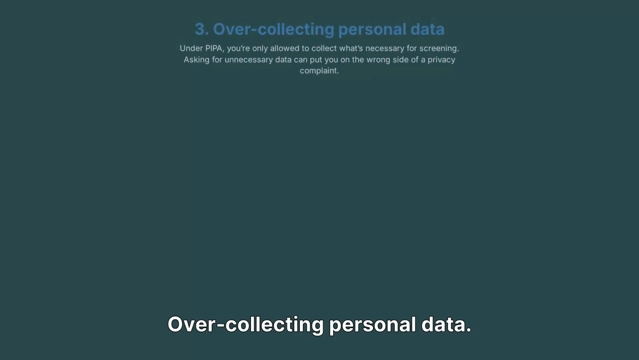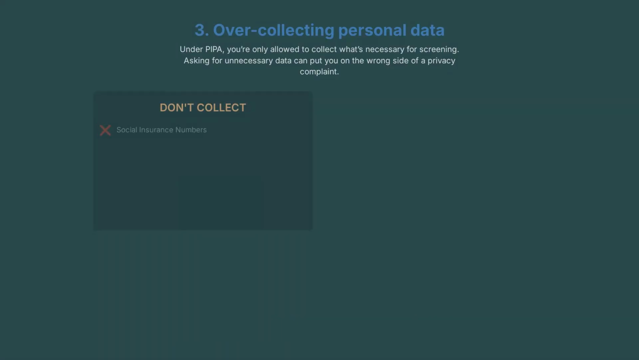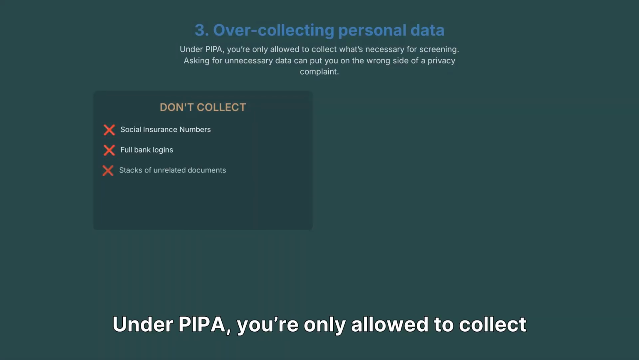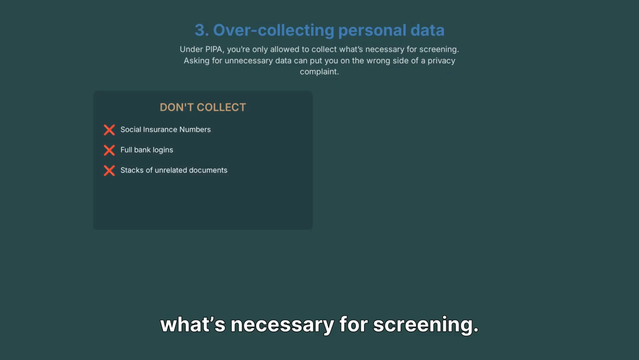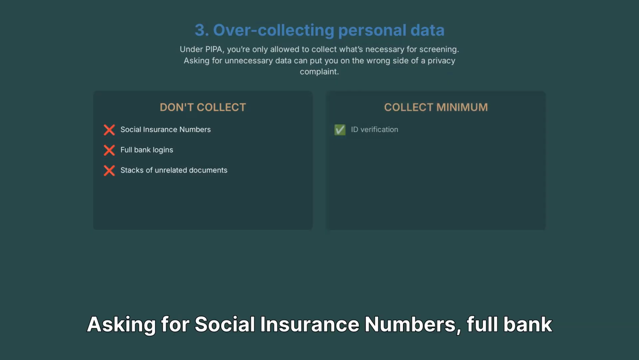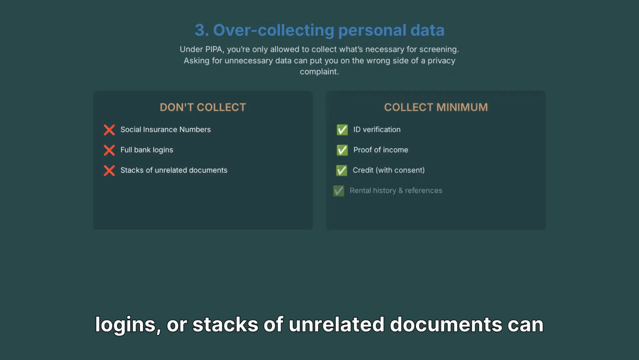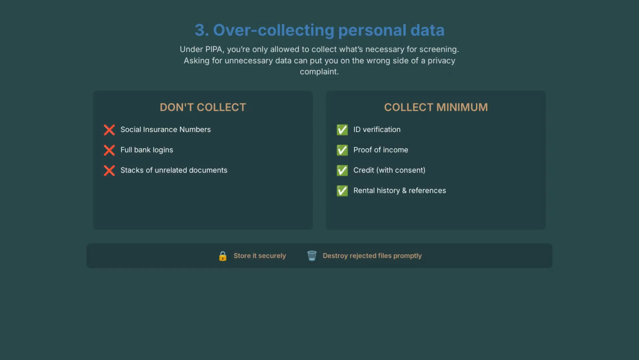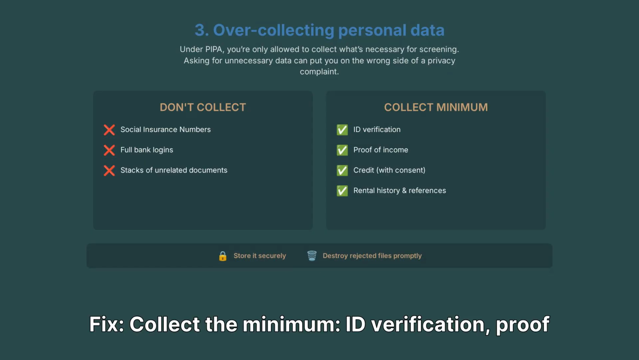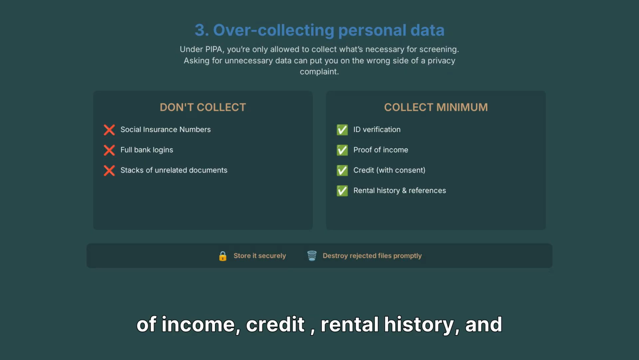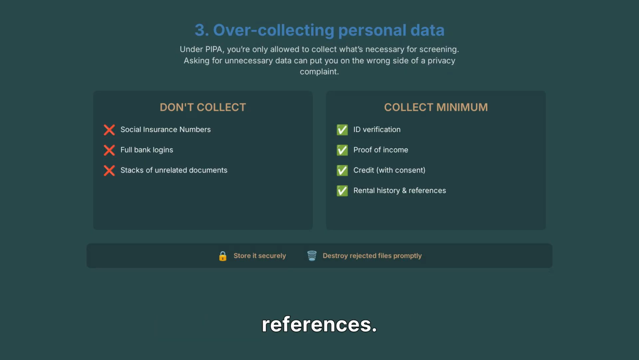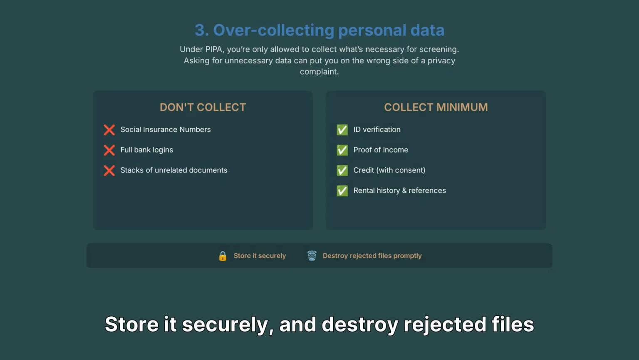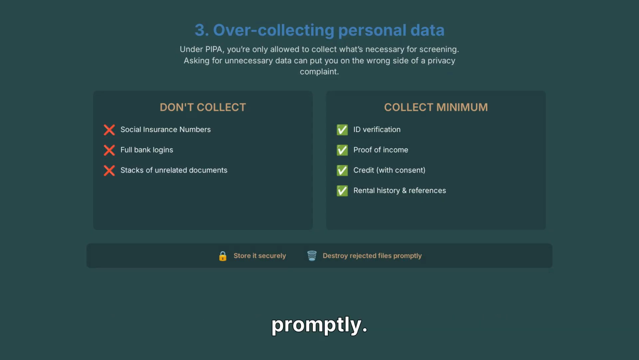3. Over-collecting personal data. Under PIPA, you're only allowed to collect what's necessary for screening. Asking for social insurance numbers, full bank logins, or stacks of unrelated documents can put you on the wrong side of a privacy complaint. Fix: Collect the minimum: ID verification, proof of income, credit, rental history, and references. Store it securely and destroy rejected files promptly.